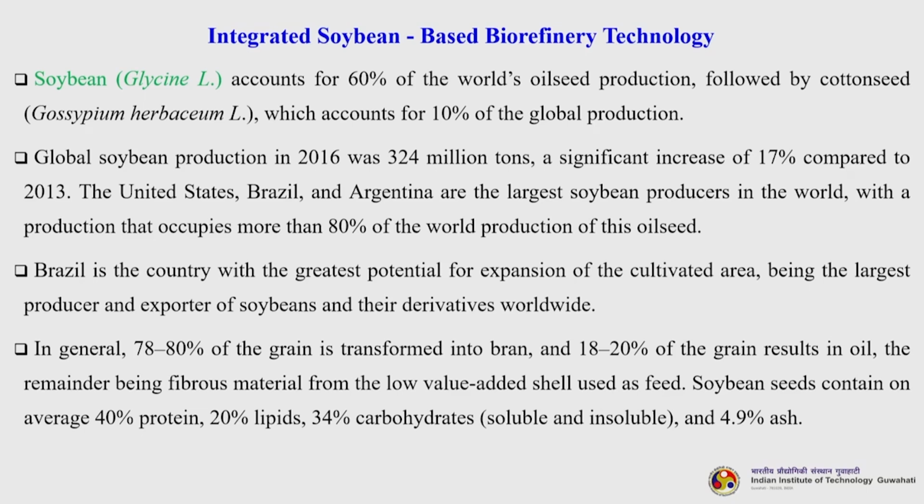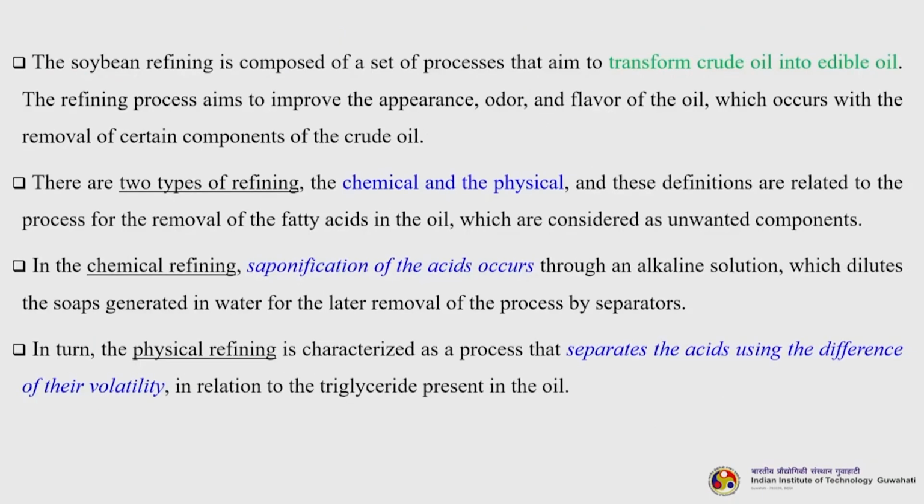Soybean seeds contain on average 40% protein, 20% lipids, 35% carbohydrates, both soluble and insoluble fraction, and 4.9% ash. The soybean refining is composed of a set of processes that aim to transform crude oil into the edible oil. The refining process improves the appearance, odor and flavor of the oil, which occurs with the removal of certain components of the crude oil.